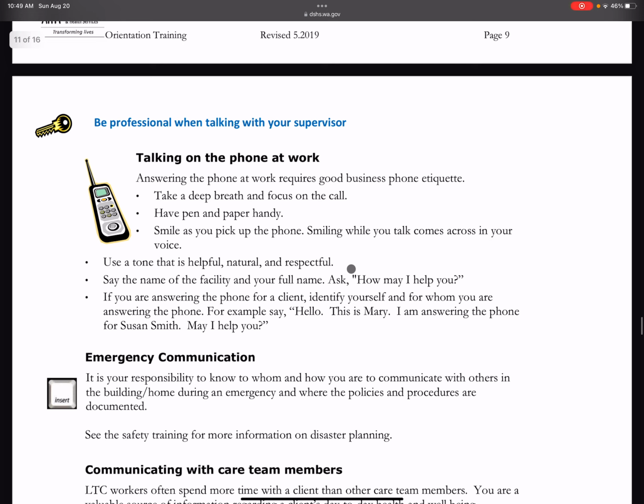Okay, another thing is about the phone. There's usually a phone in the house, so when the phone rings, you are the one who needs to answer. Answering the phone at work requires good business phone ethics. Take a deep breath and focus on the call. Have pen and paper ready or handy. Smile as you pick up the phone. Smiling while you talk comes across in your voice. Use a tone that's helpful, natural, and respectful. Say the name of the facility and your full name. Ask, how may I help you?